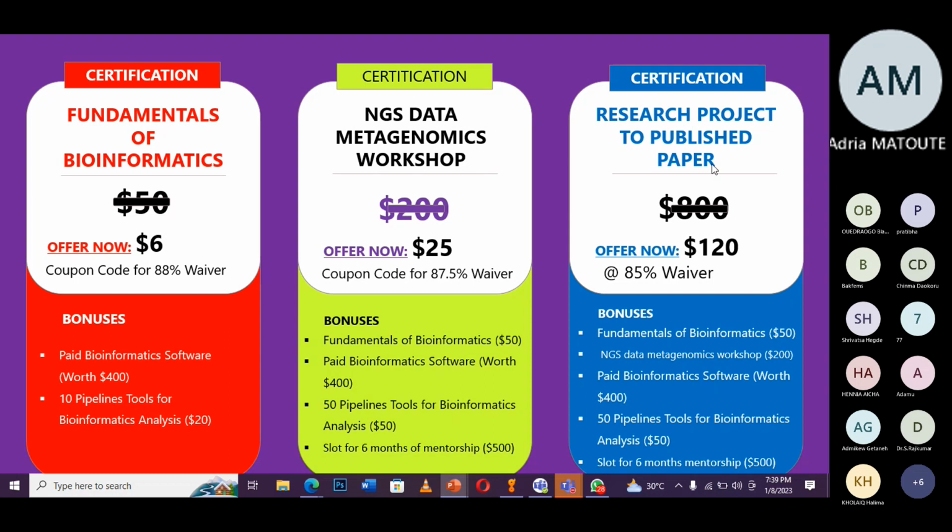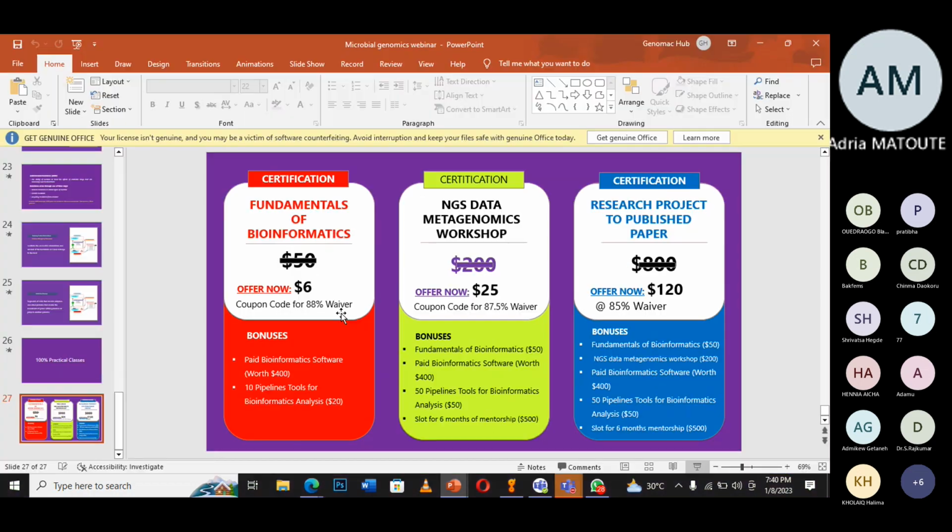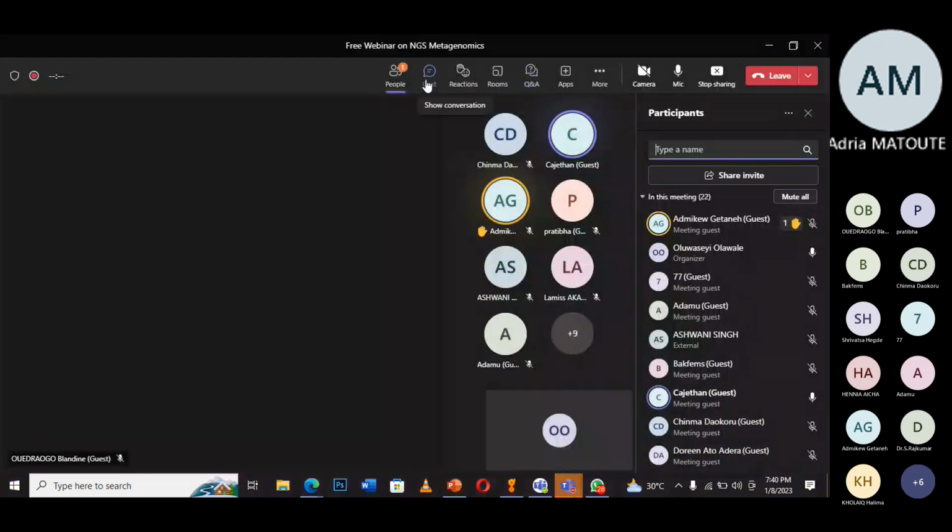And then we have a research workshop on metagenomics, research related to a published paper. You have a paper at the end of this program on metagenomics. It's $800, but we are giving 85% waiver, so you just pay $120. We'll give you 100 pipeline tools, not 50, 100. And then you have 2 paid bio software tools. If you're interested, check the chat room, chat me up. Send the chat and then we'll reach out to you.